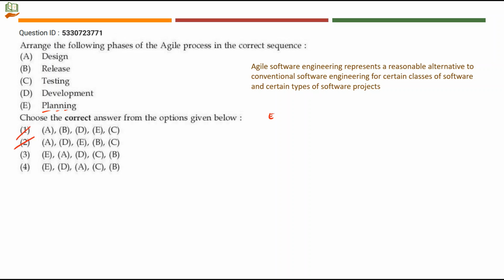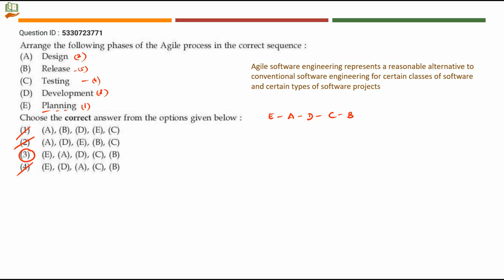It starts with E. After planning, definitely we will go for design. That is A. After design, we will go for development. It is D. From this itself, we can rule out option number 4. After developing something, you need to test them. So once you test them, automatically you go for release of the particular product. So this will be the final step. E, A, D, C, B. Option number 3 will be the right answer.